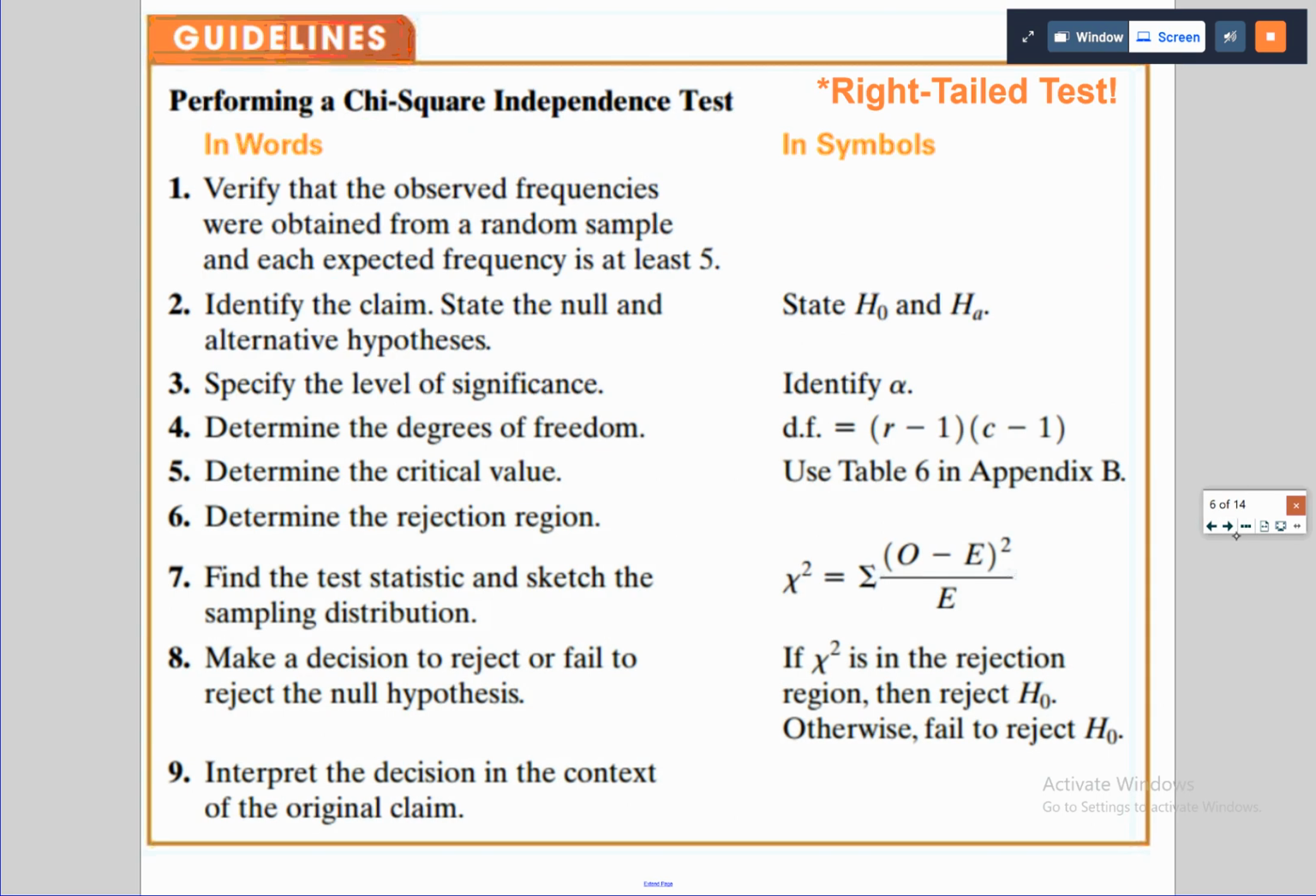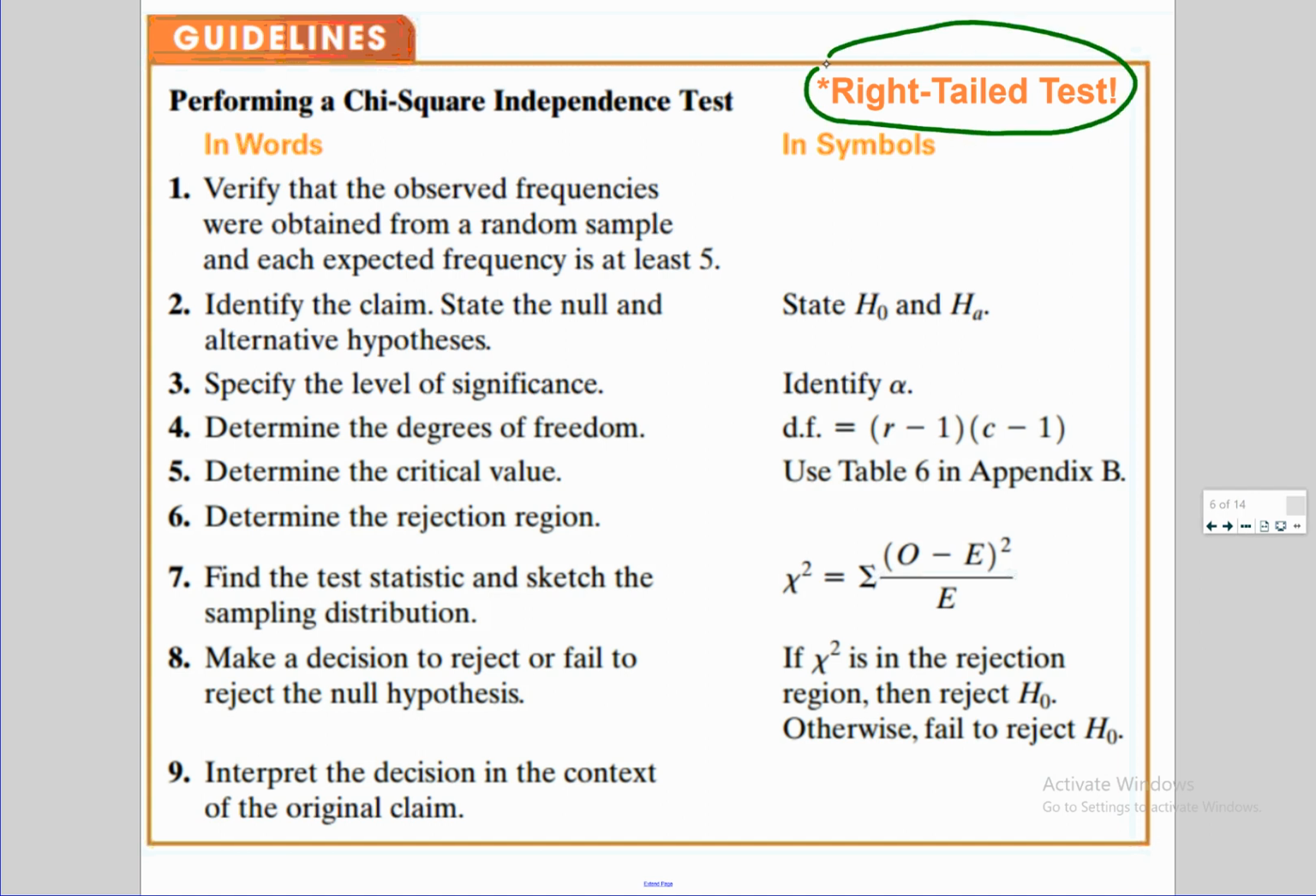The next slide has all of our steps of hypothesis testing, very similar to what we did before. Remember, chi-square, that shape looks like a right skewed curve. So it is always going to be a right tail test when you're doing these. Each expected frequency, same as yesterday, needs to be at least 5. If it's not at least 5, you can't do the independence test.